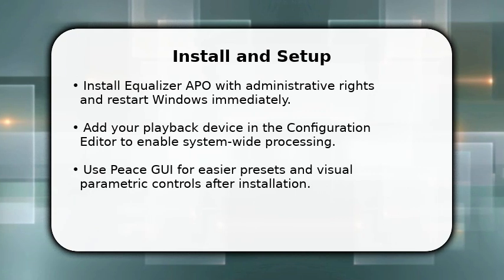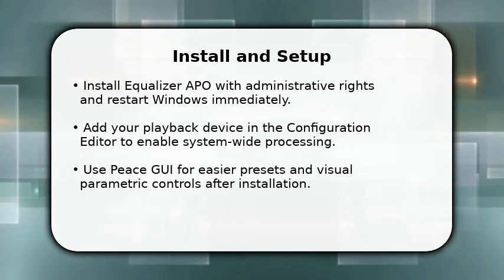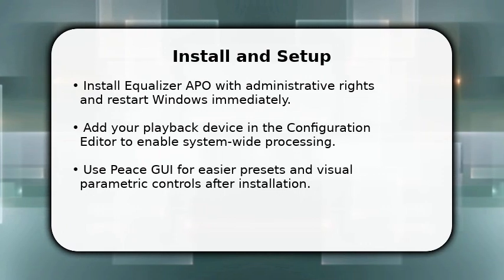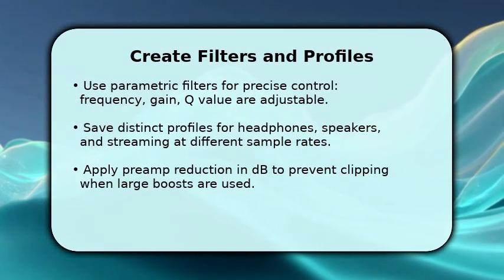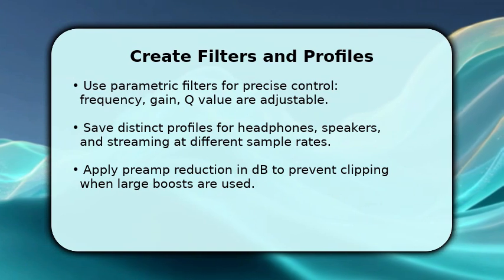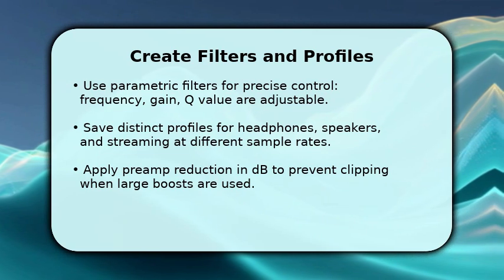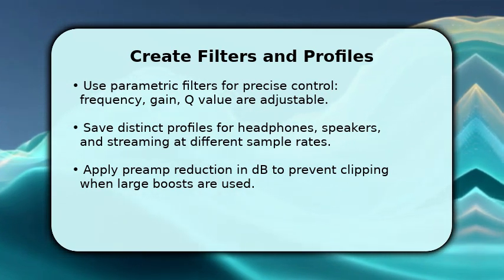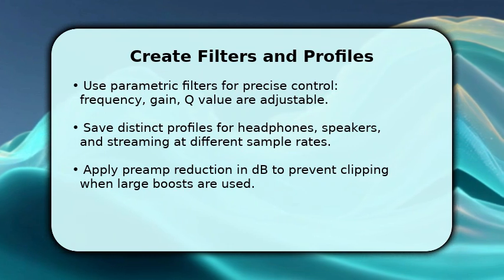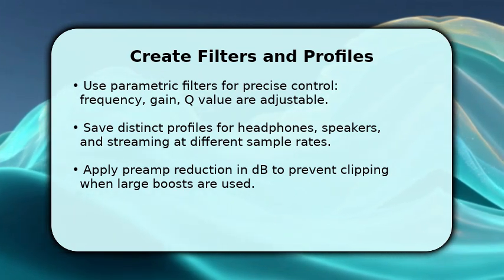Begin by creating a new profile for the specific hardware you will tune. Add parametric filters with frequency, gain in dB, and Q value for surgical adjustments. Use high and low shelf filters for broad tonal balance and bandpass for corrective work. Apply a preamp reduction in decibels to avoid clipping when large boosts are present.